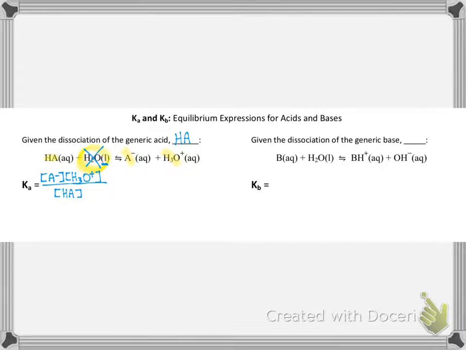So for a Kb expression, now the generic base is usually written with the B. Well, if you add a base to water, you will get B having gained a proton, and hydroxide. And so, of course, water's not included, so for our Kb expression, we once again have two products on the top and our singular reactant on the bottom. And so there's our generic Kb expression. Of course, we won't be doing this always with generic things, we'll be using them for actual acids and bases, but hopefully you recognize that the format's going to be pretty much the same.